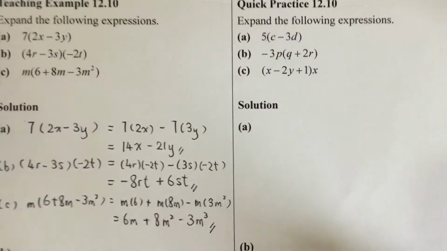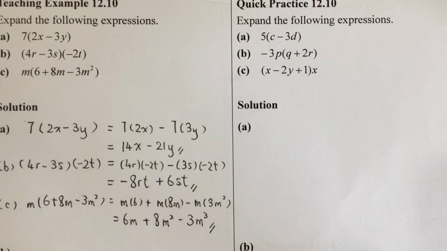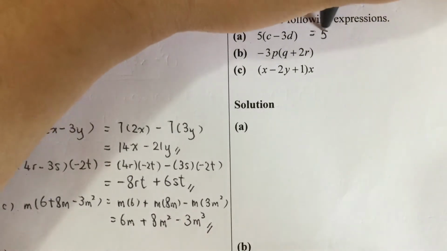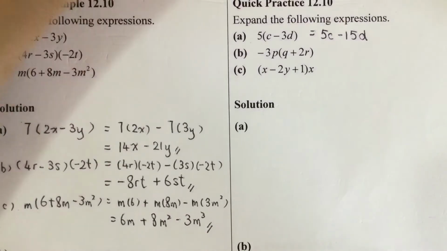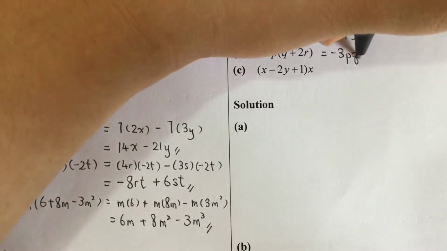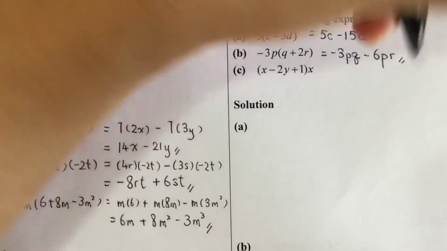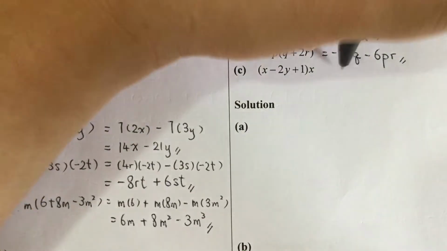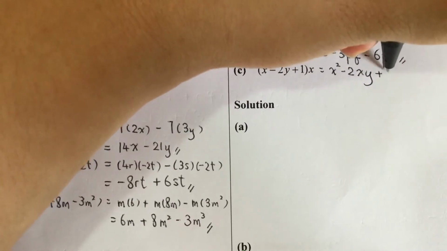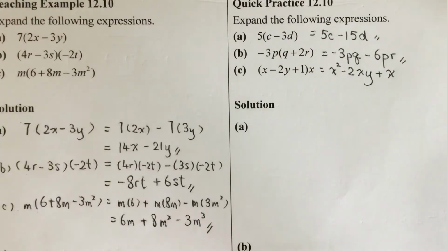Okay, now I will show you the answer for the quick practice 12.10. So if you cannot finish, just pause the video now. Okay, now the answer for part A, I will just say the answer is 5c minus 15d. Okay, no more steps. And the second one is negative 3pq minus 6pr. Okay. The third one is that the answer is x squared minus 2xy plus x. Okay, so you finish all these 3 answers. So this is the answer for the quick practice 12.10.